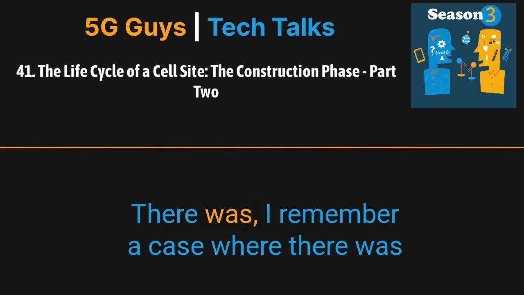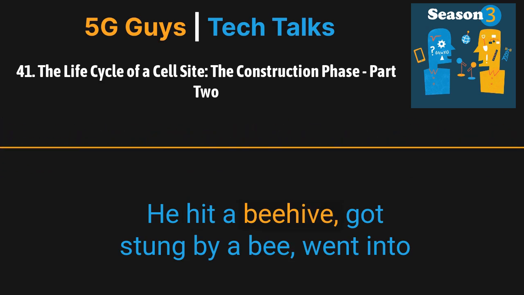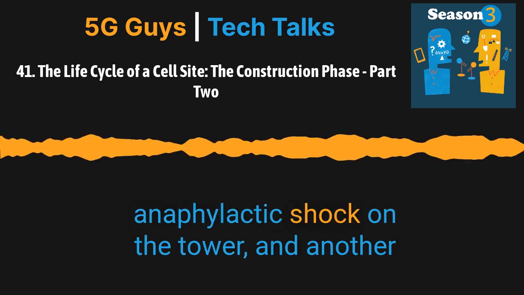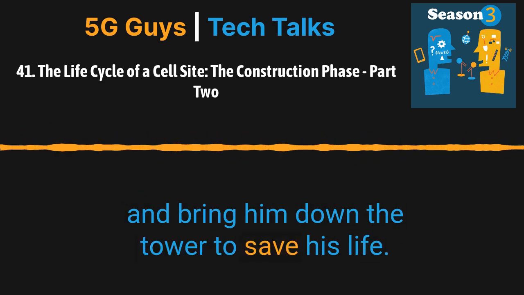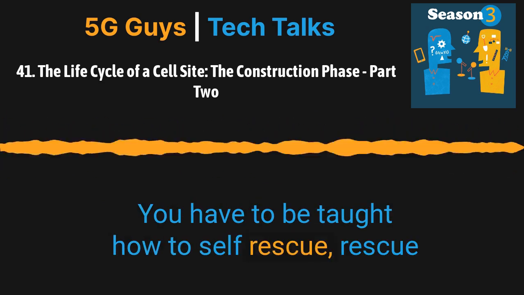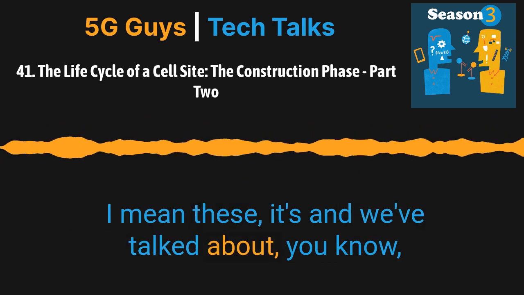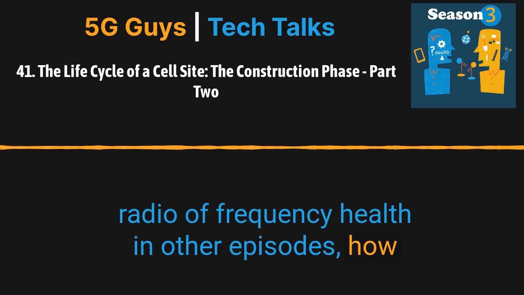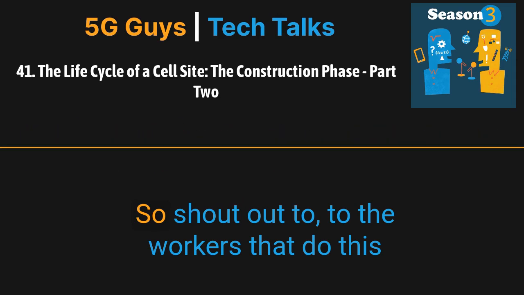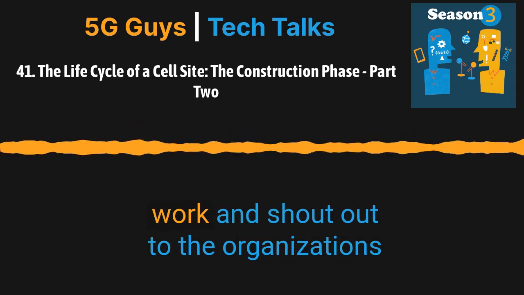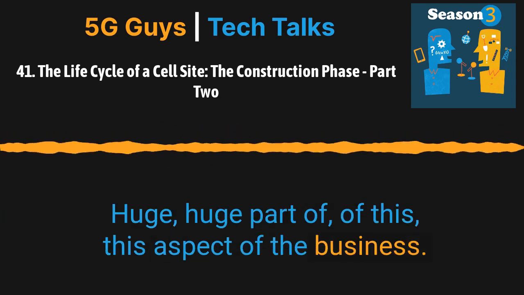They also have to learn how to rescue another tower climber. I remember a case where a tower climber hit a beehive, got stung by a bee, and went into anaphylactic shock on the tower. Another climber had to climb up to him and bring him down the tower to save his life. You have to be taught how to rescue yourself off of a tower when something goes wrong. And we've talked about radio frequency health in other episodes, how to operate safely around transmitting devices and antennas so you're not putting yourself at risk. So shout out to the workers that do this work, and to the organizations that keep them safe. Huge part of this aspect of the business.